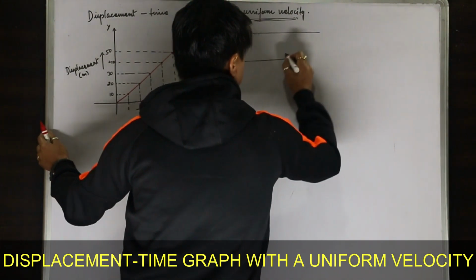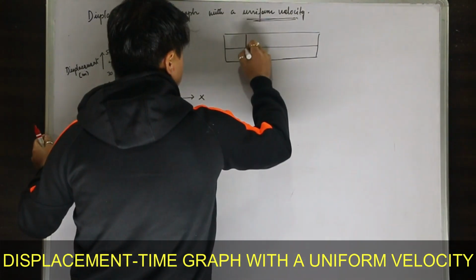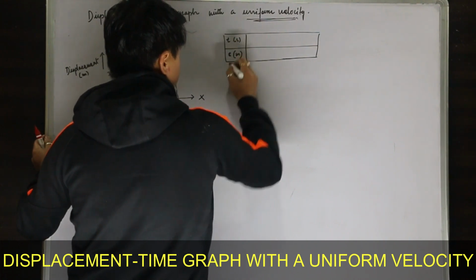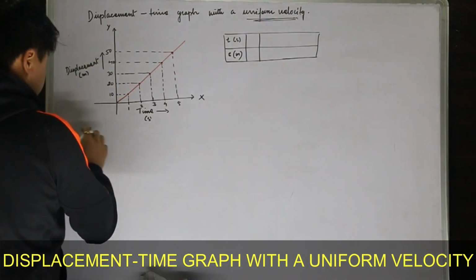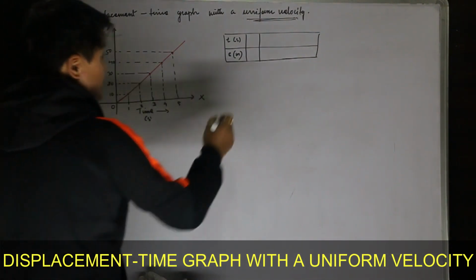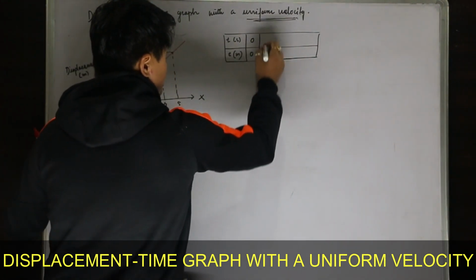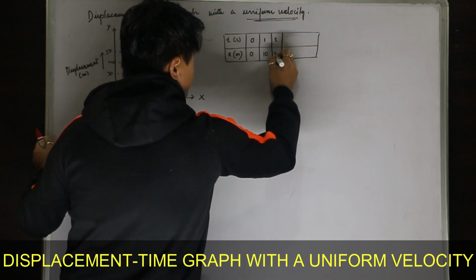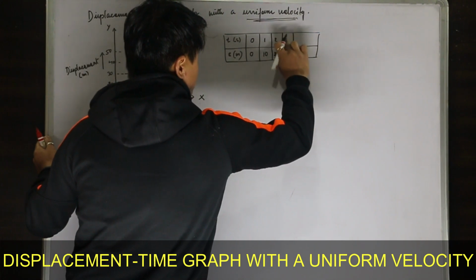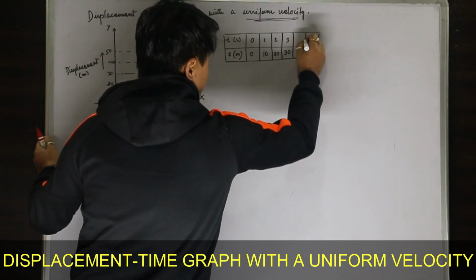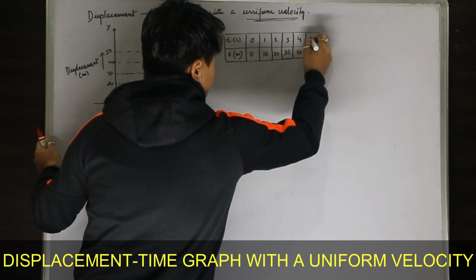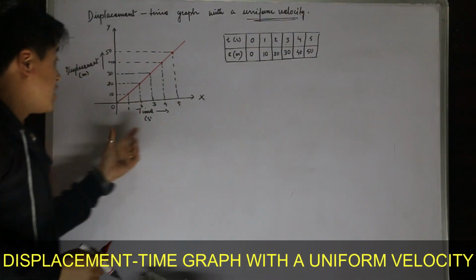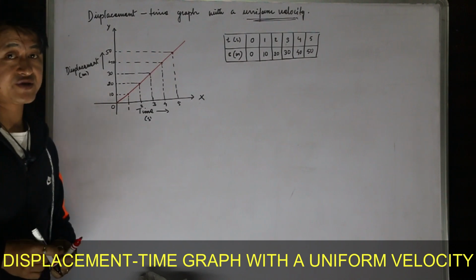If you have to write this in the table, the motion of the body, let's take time in seconds and displacement in meters. So when the body started at point 0, when the time is 0, the displacement will be 0. When the time is 1 second, the displacement will be 10. 2 seconds, displacement will be 20. In 3 seconds, displacement is 30. In 4 seconds, displacement is 40. In 5 seconds, displacement will be 50 meters. This is the tabular form of a moving body with a uniform velocity.